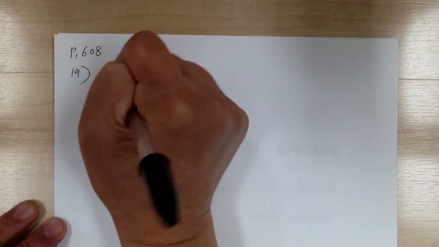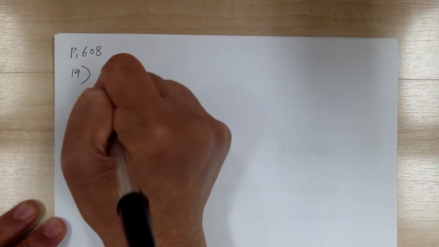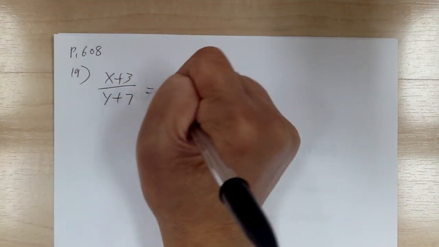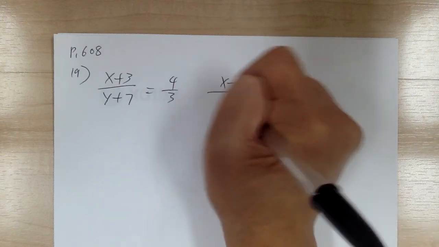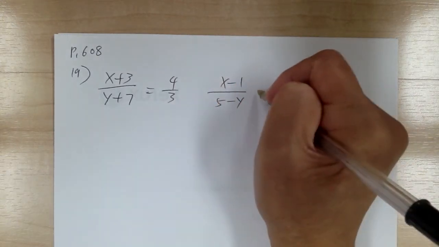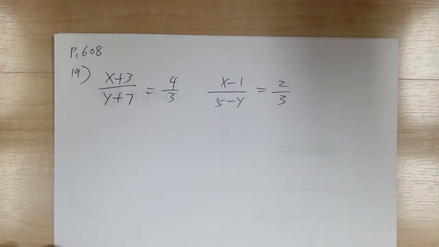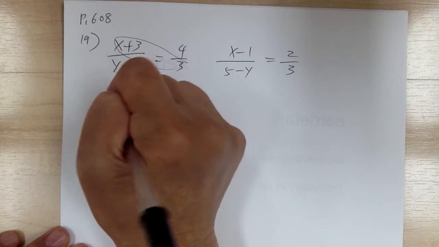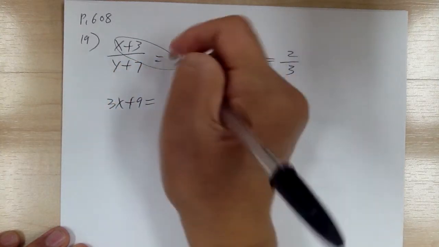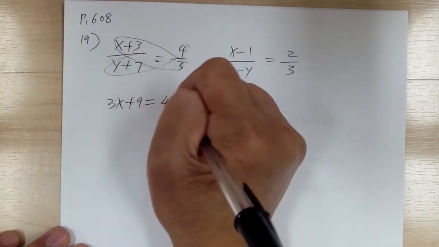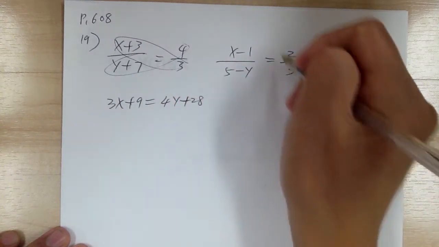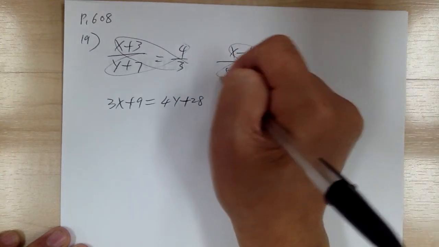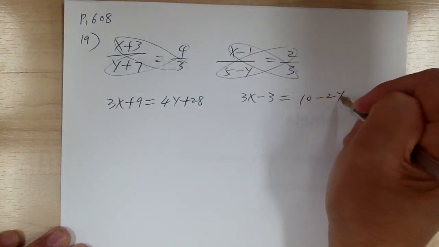You've got (x+3)/(y+7) equal to 4/3, and (x-1)/(5-y) equal to 2/3. Okay, so you can cross multiply. I get 3x plus 9 equal to 4y plus 28. This one over here, you cross multiply, you get 3x minus 3 equal to 10 minus 2y.